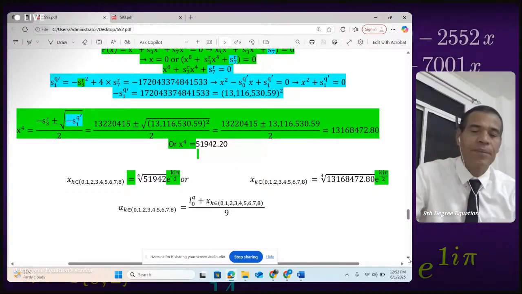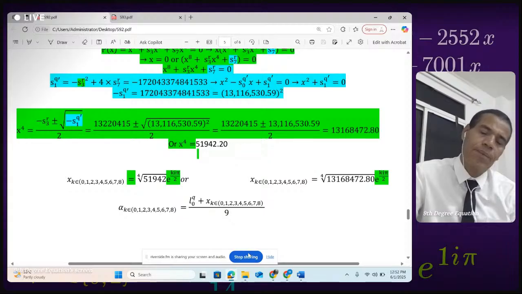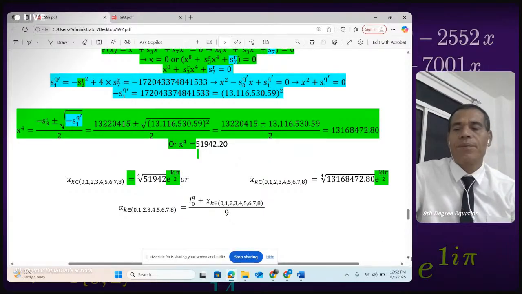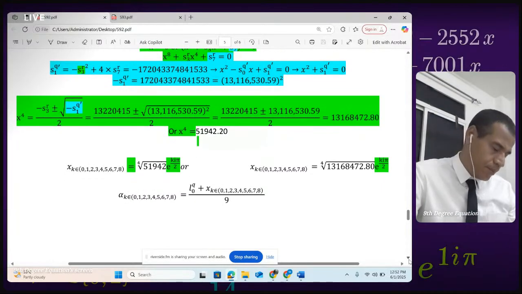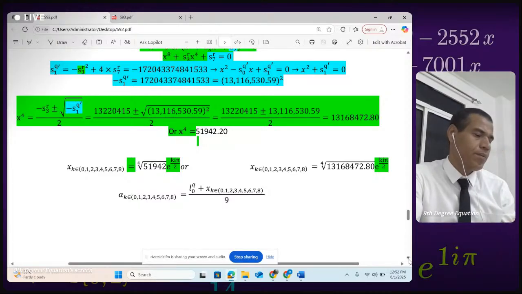What are they? One is approximately 51,942.20. Okay. And the other one is much larger, approximately 13,168,472.80. Right. So, recap. For the simplified equation, we found 2 is a root, and now we found that x^4 must be equal to one of these 2 positive numbers. Correct. So the final step to get the roots x for the simplified equation is to find the 4th roots of these 2 numbers. Okay.